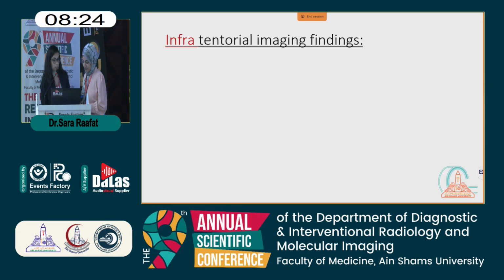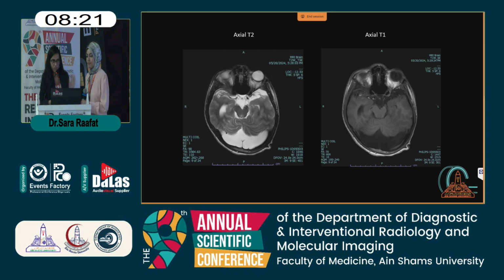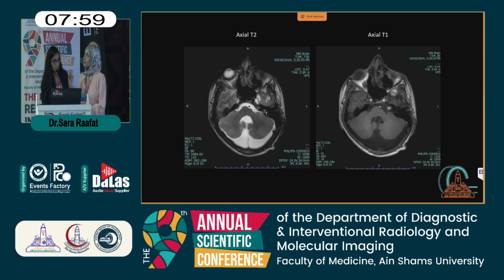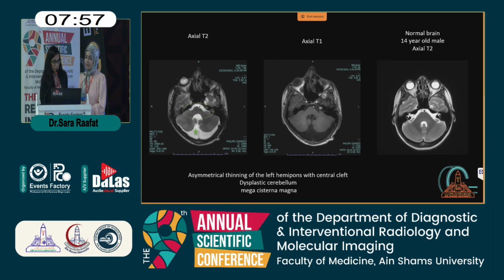Going through the infratentorial findings. Now, the first thing that catches your eyes is a wide retrocerebellar CSF space and maybe this dysplastic cerebellum. But can you spot something more? Next to its normal counterpart, you can see that the brainstem is asymmetrical. There is asymmetrical thinning in the left midbrain cerebral peduncle. The pons as well. You can see that there is asymmetrical thinning in the left hemipons and pontine cleft. There is also, in this image, you can wonder, where is the vermis? Is this also a case of vermian agenesis?